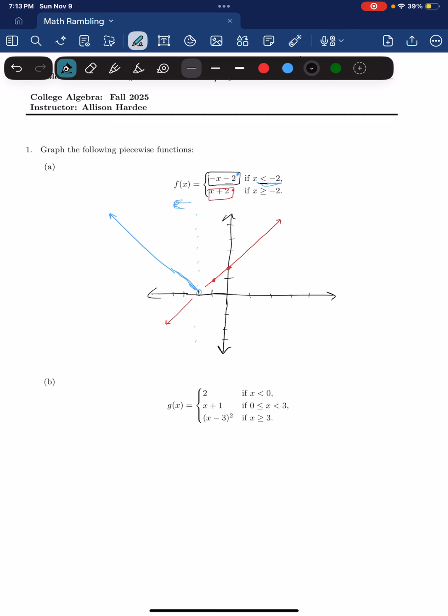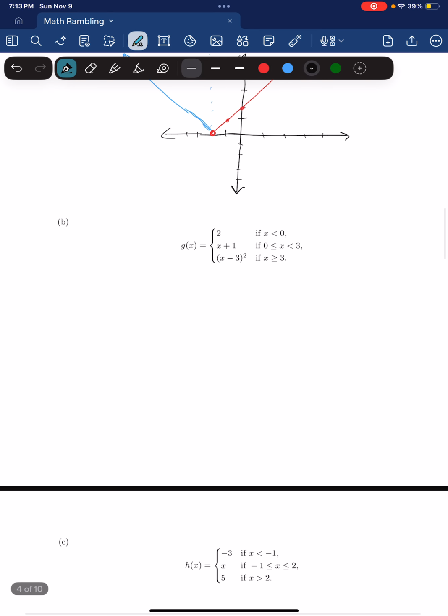Get my graph back here. All right, and this one is x if x is greater than or equal to -2. So greater than or equal to -2 would be this direction. So we'll delete everything that's past that. That's our graph.